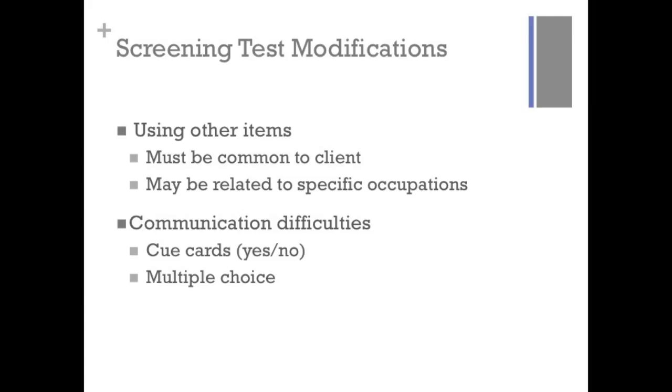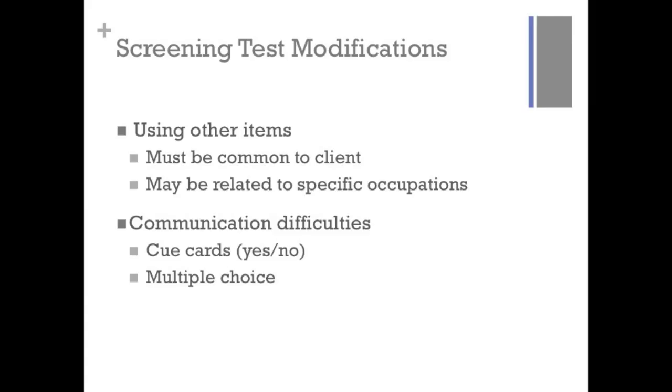Depending on your setting or supplies available, if you want to make the test more relevant to your client specifically, you could use items that are geared towards the preferred occupations, such as using a hammer, screwdriver, and tape measure for a handyman, or a mixing bowl, spoon, and measuring cup for a client who likes to bake.